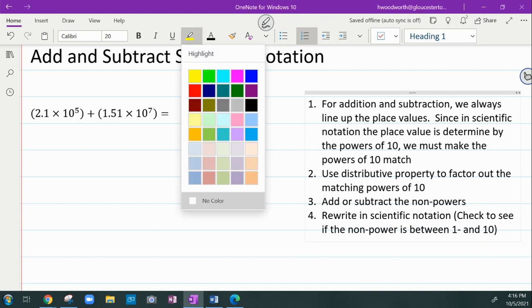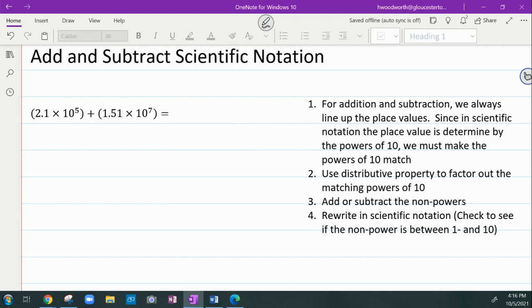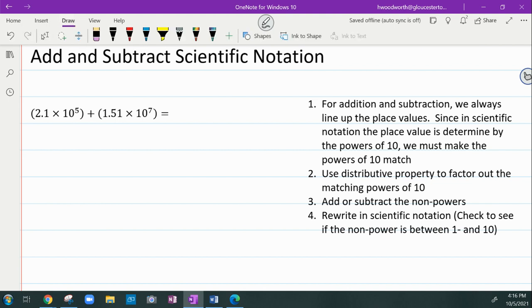So if we look at this, we got this 5 here and the 7 here. They don't match. So therefore, they're not lined up in place value yet. So we have to make them match. And what I like to do is I like to take the smaller one and bump it up. So what I'm going to do is rewrite these two. Oops, I always make that mistake. Don't forget your plus sign in there. I like to bump that larger. I like to take the smaller one and make it larger.